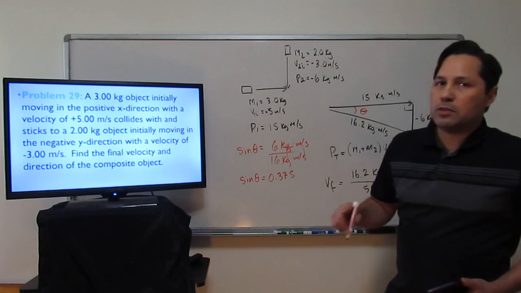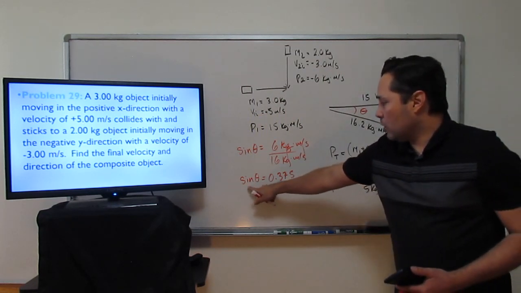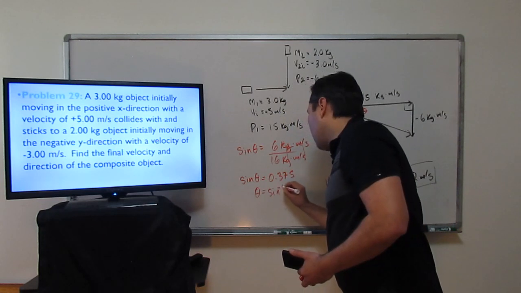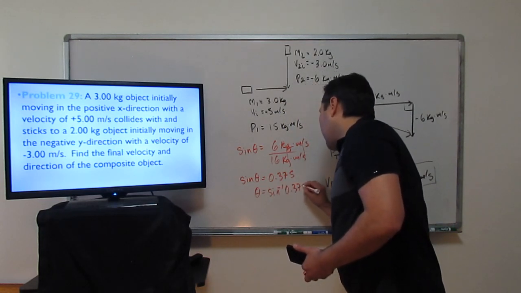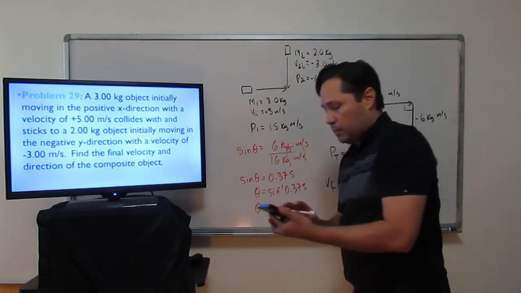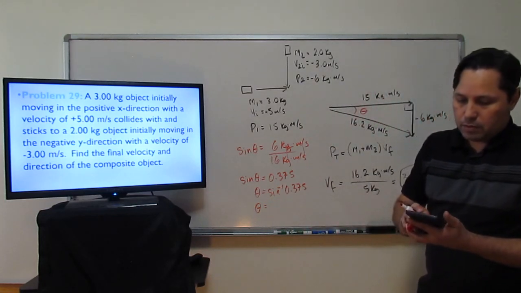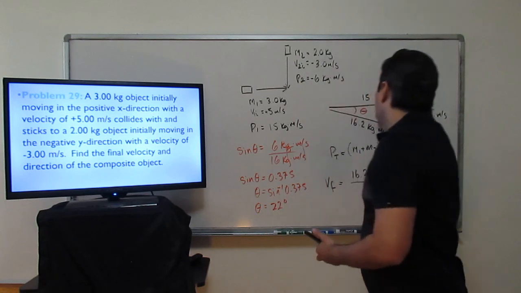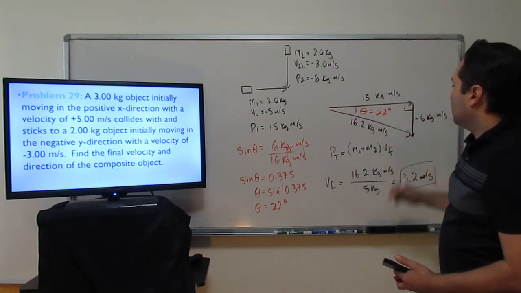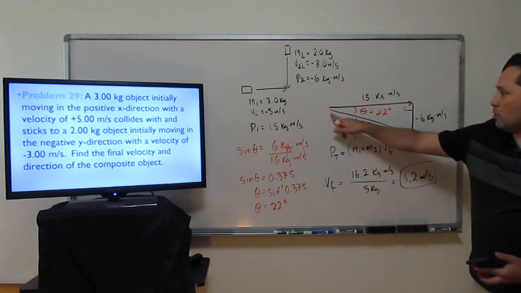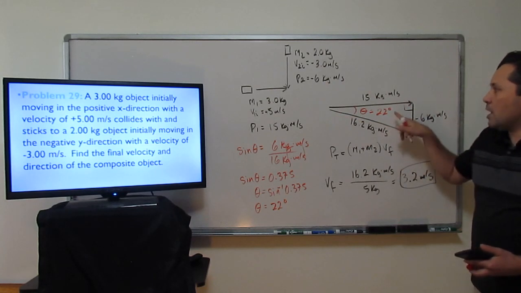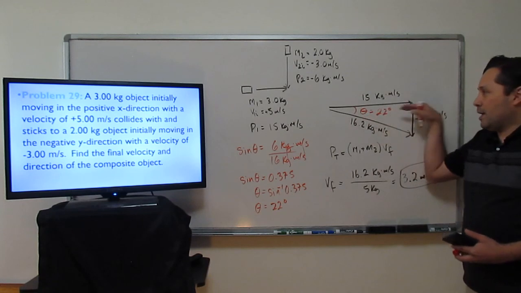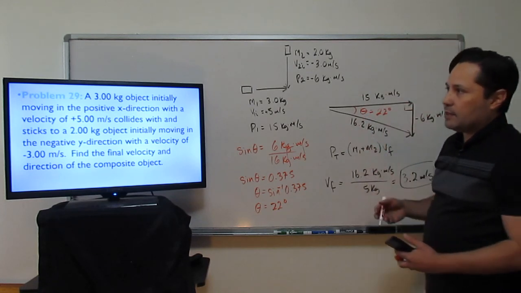Next, I want just the theta, just the angle. Get rid of the sine by using inverse sine. So it's inverse sine of 0.375, which gives us 22 degrees. So that will be the answer. The velocity is 3.2 meters per second in that direction, 22 degrees below the x-axis. That takes care of problem number 29.